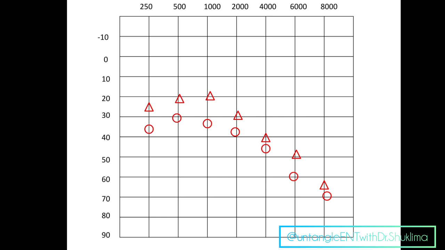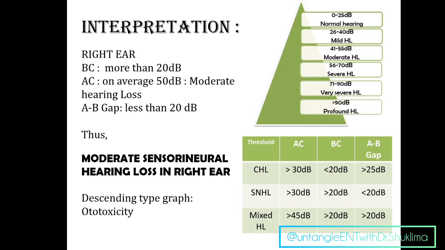Now see the third one. Again red color, right ear. Air conduction is an average of 50 decibel, therefore moderate hearing loss. Air-bone gap is less than 20 and bone conduction is more than 20. Again it becomes moderate sensorineural hearing loss. But look at one thing very nicely. This is a descending type of graph. In the higher frequency, the graph is in a descending order. This is mostly seen in case of ototoxicity.